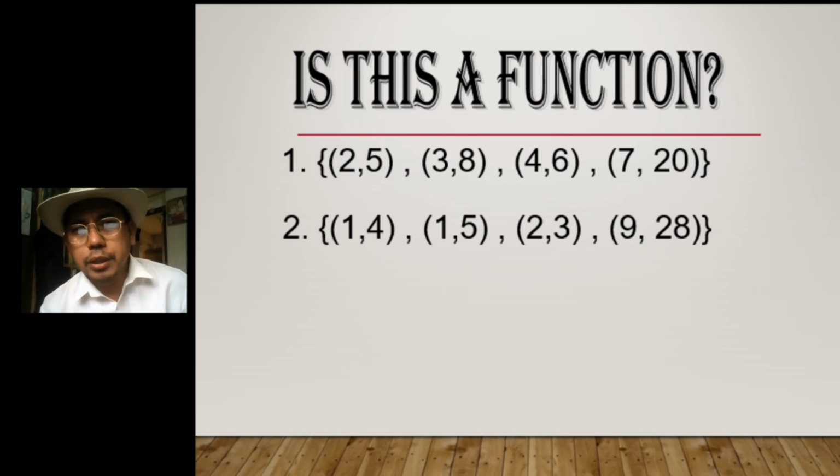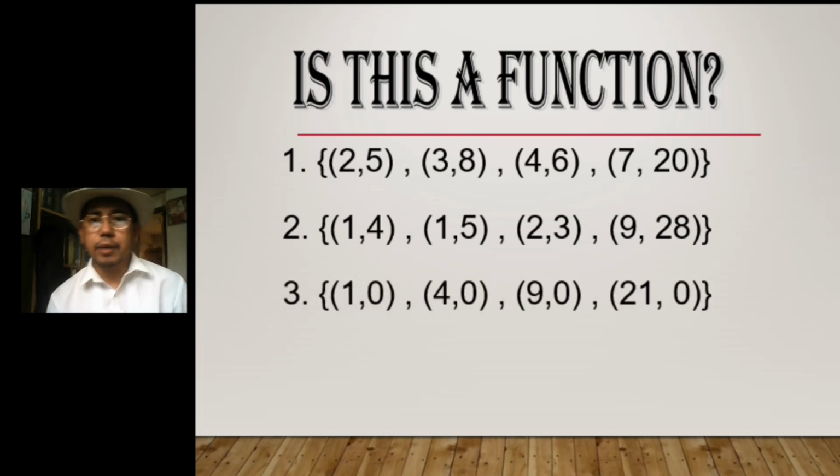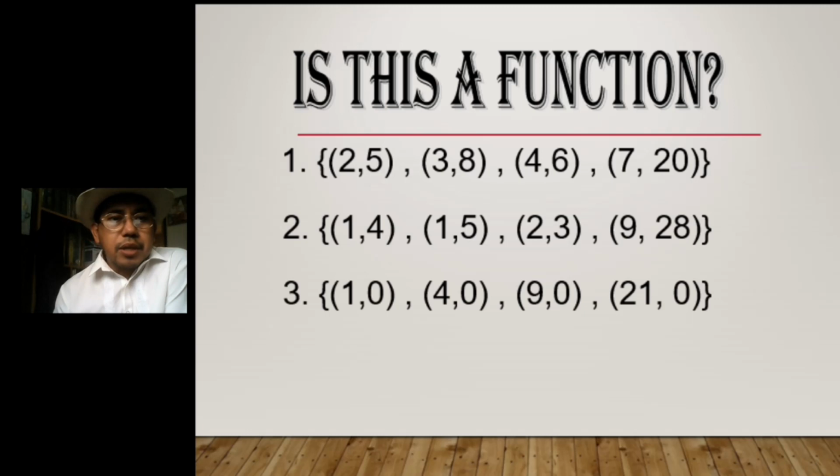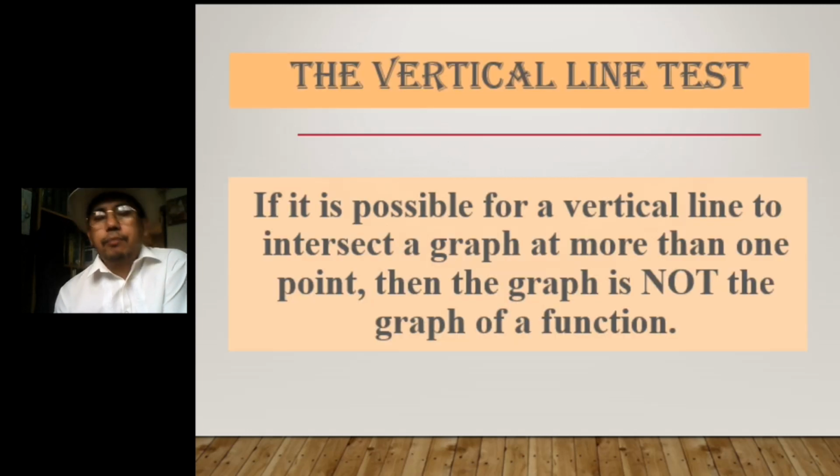The number 2 in here, immediately it is not a function. Why? The domain 1 is paired with 4 and the domain 1 is paired with 5, and therefore number 2 is not a function. Next, number 3. You will notice in here that the x or the domain or the input in here are not repeated, and so therefore number 3 is a representation of a function.